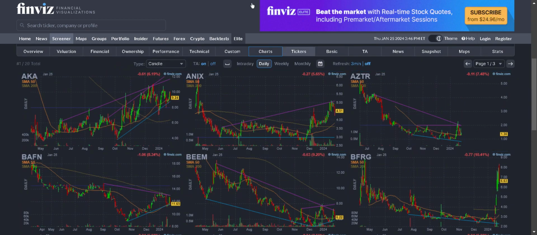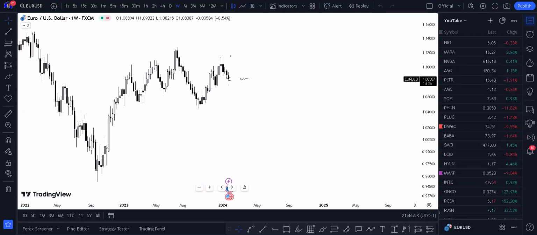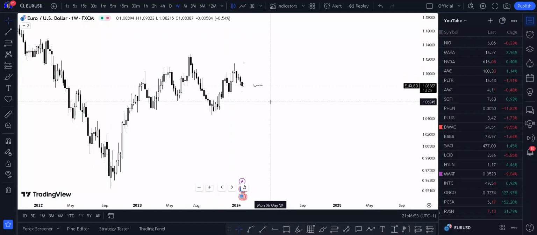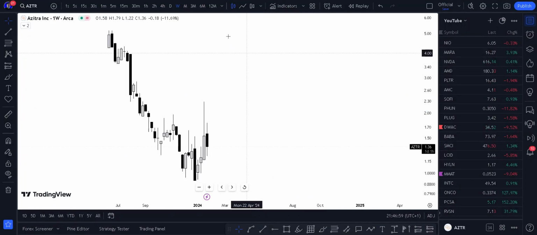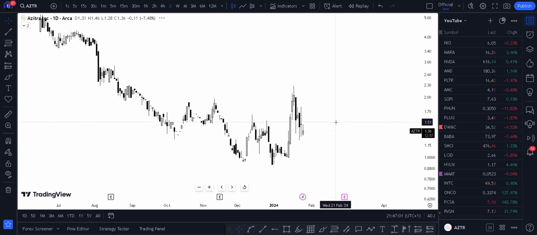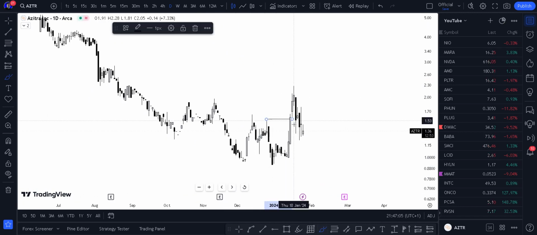Now what I do is go ahead and search AZTR. We have it here. Most of the time you're going to see breaks like this. This is what I like to see. We have been going down and then we broke structure bullish. So this is a great opportunity right now to get into if my rules are met. This is what I say.